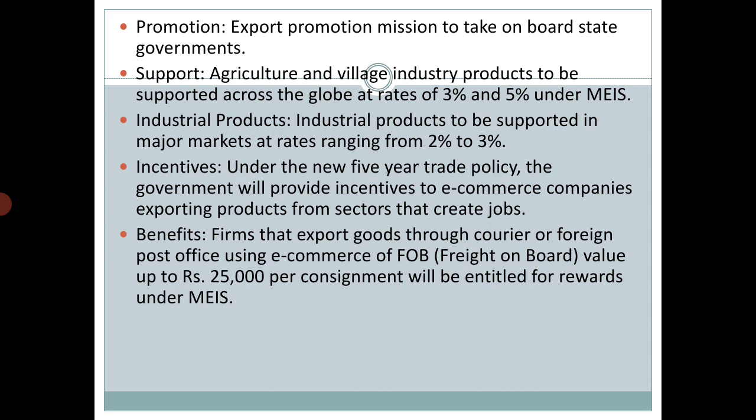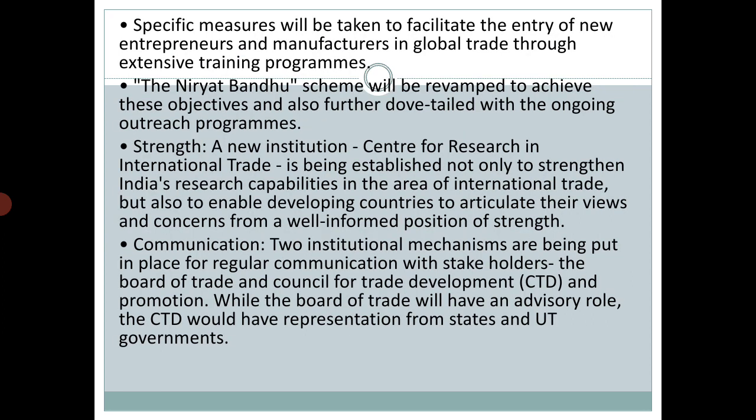Then the benefits: firms that export goods through courier or foreign post office using e-commerce, of freight on board value up to rupees 25,000 per consignment, will be entitled for rewards under MEIS. See, those firms who export goods through courier or foreign post office by making use of e-commerce, of freight on board value up to rupees 25,000 per consignment, will be entitled for rewards under MEIS.